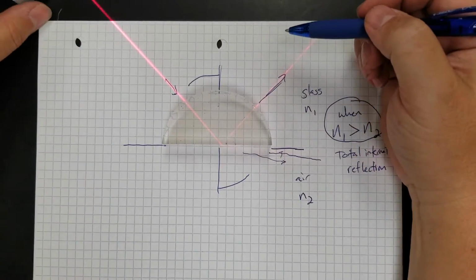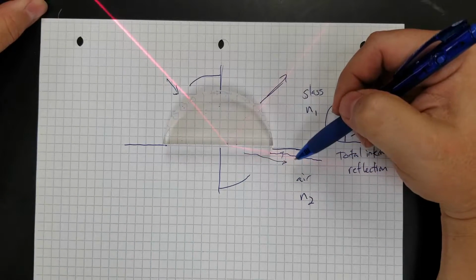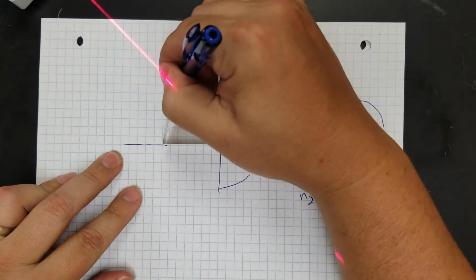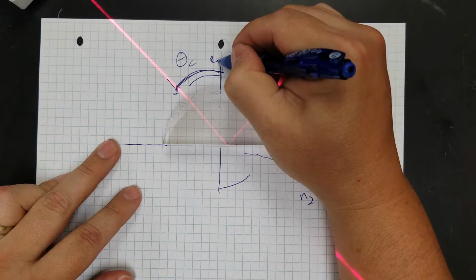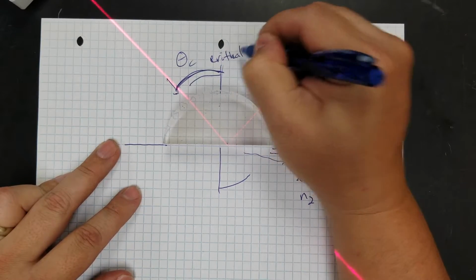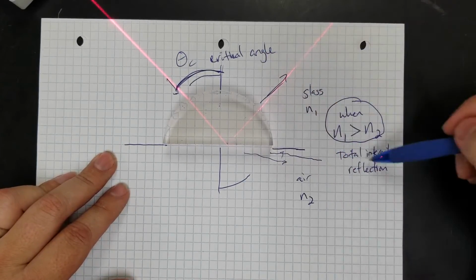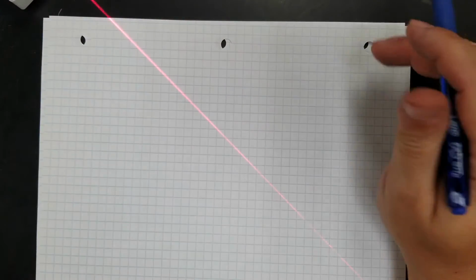When you hit this point right there, you see how I still have some light coming out this way, but as soon as I hit that angle right there where it's 90 degrees and that happens, this angle is called the critical angle, theta C. At the critical angle, you get total internal reflection. Okay, so let's look at the math behind this.